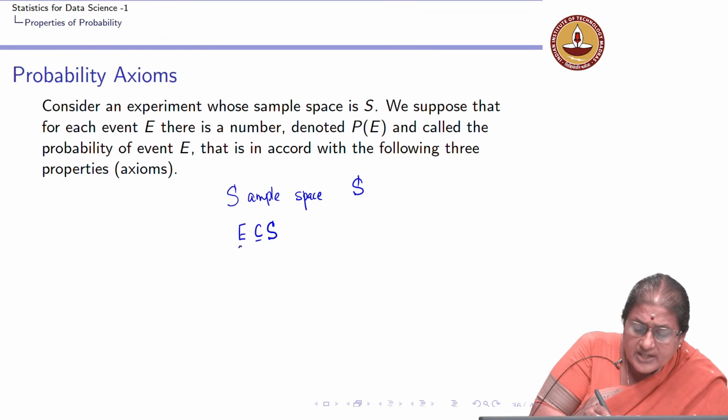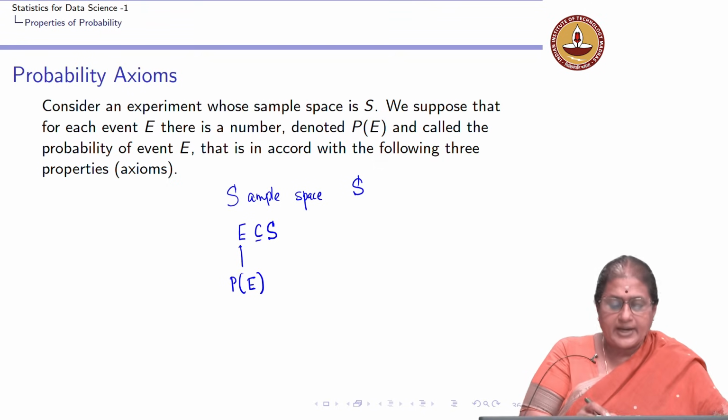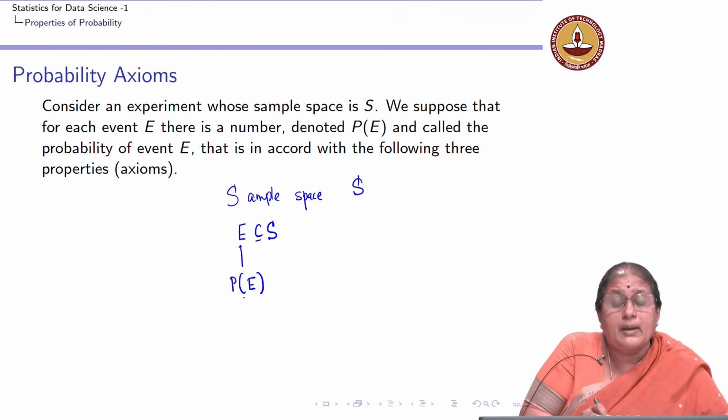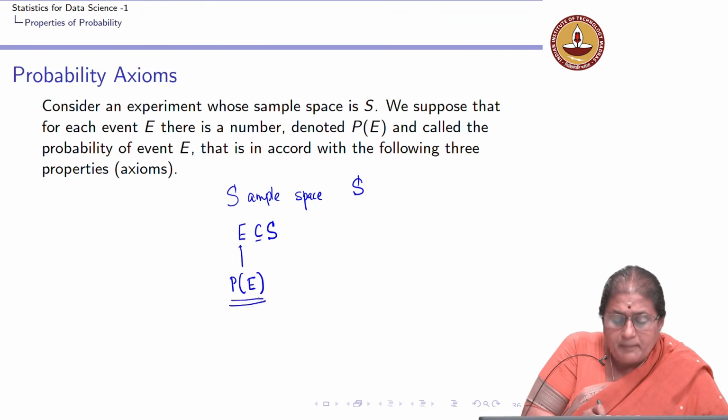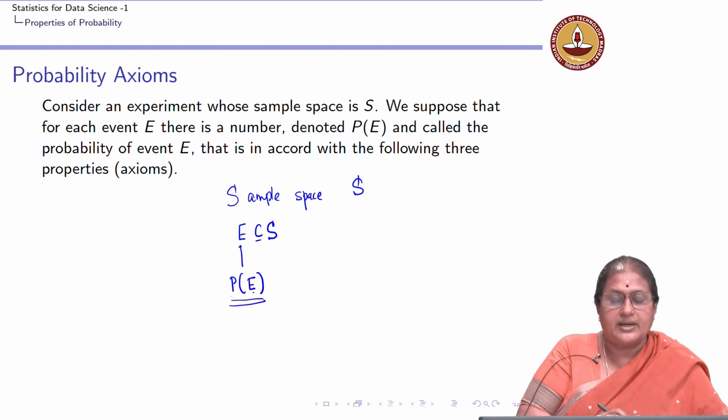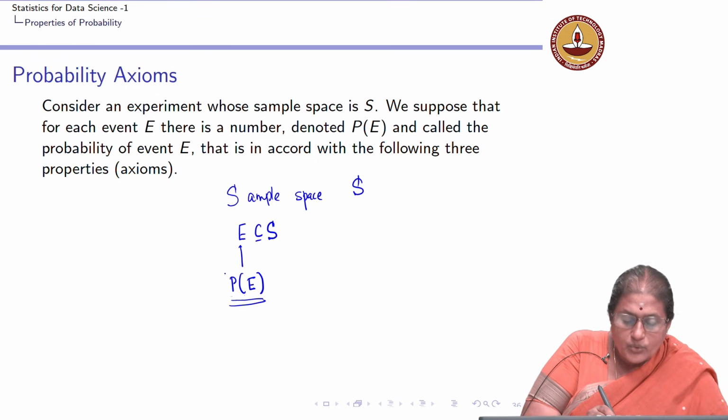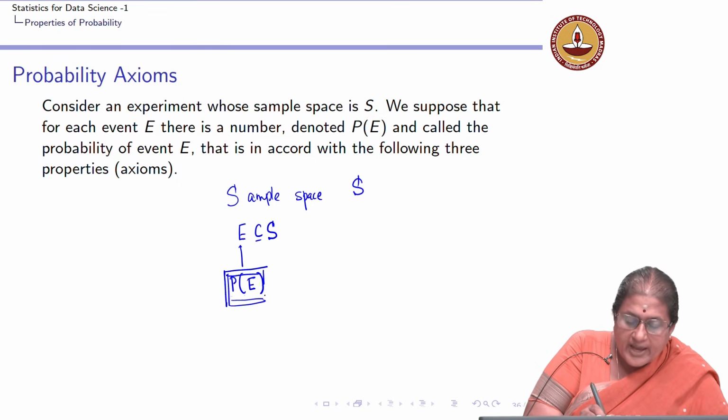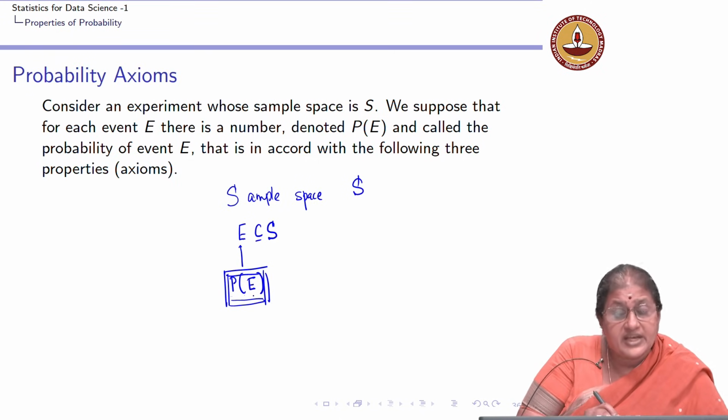Now, associated with every event, I am going to associate a number, and I denote that number with this notation, P of E, which is spelled out as probability of an event E. And what are the properties or axioms that this P of E has?